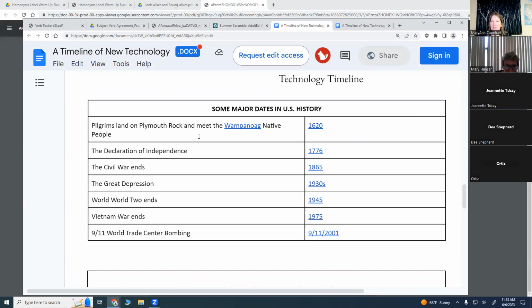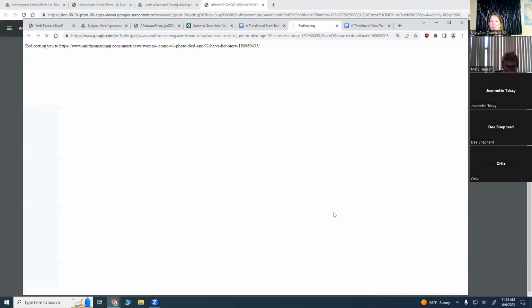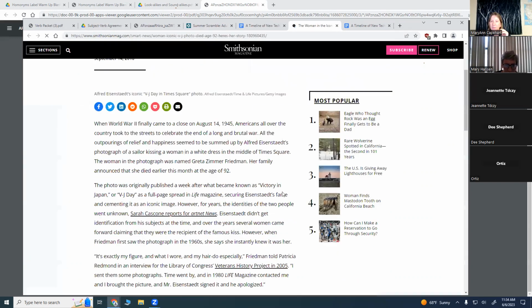So here are the dates I want you to know: 1620, 1776, 1865, 1930s, 1945, 1975, and 9/11/2001. Okay, so I put pictures here, so you can see, kind of have a visual to help you remember the date.